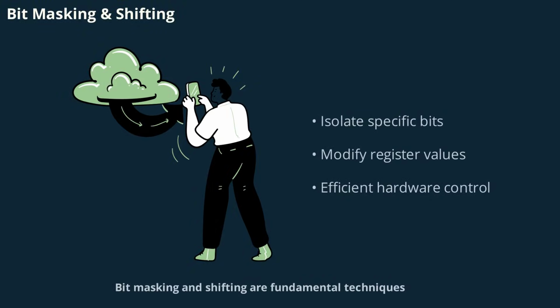Masking and shifting are fundamental techniques for manipulating individual bits within a register. By applying a mask, you can isolate or modify specific bits without affecting others. Shifting allows you to move bits left or right, which is useful for setting or clearing flags in control registers. These operations are at the heart of efficient hardware control in embedded systems.